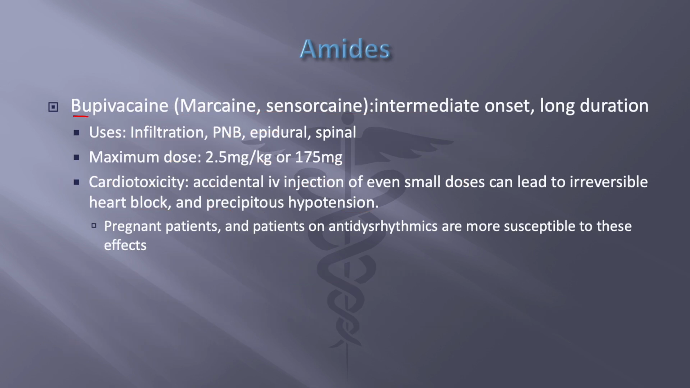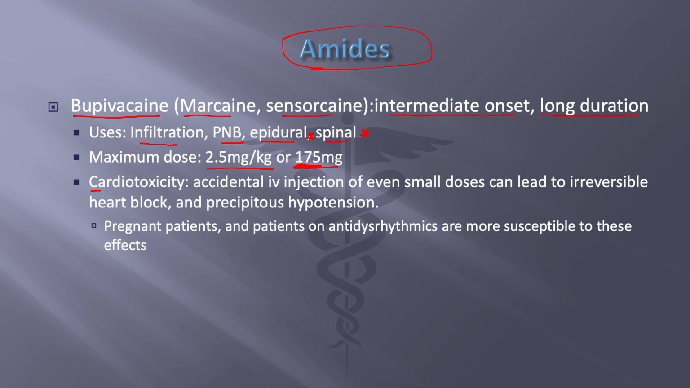So bupivacaine, if we remember correctly, this is one of the first amides other than Prolicaine that was created. So bupivacaine also goes by Marcaine or Sensicaine. It has an intermediate onset but a very long duration. Okay, uses are going to be infiltration, peripheral nerve block, epidural, and spinal. This is a common anesthetic that comes in your spinal trays. Okay, max dose is 2.5 milligrams per kilo or 175 milligrams. So look how little you can give this compared to the past few anesthetics we've been talking about.